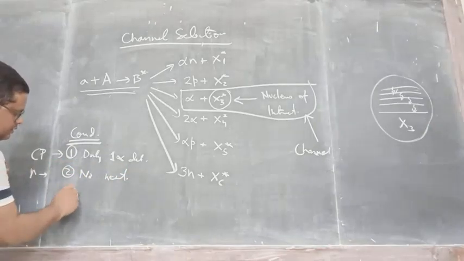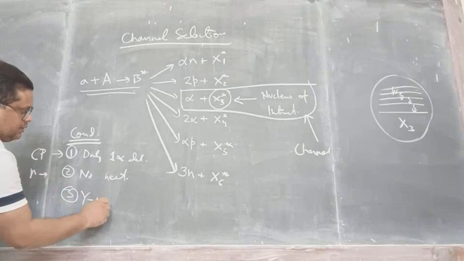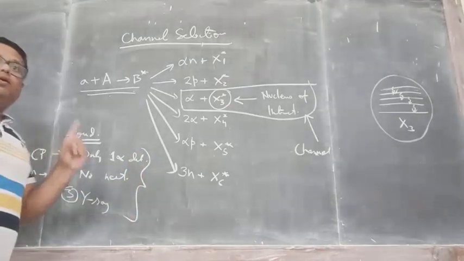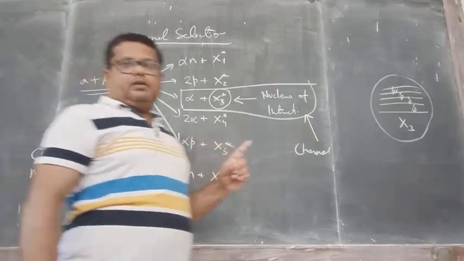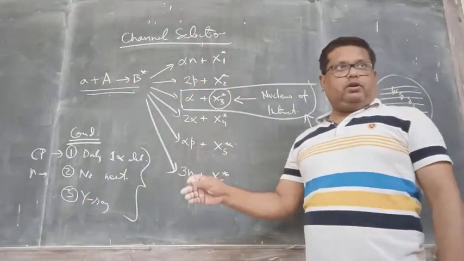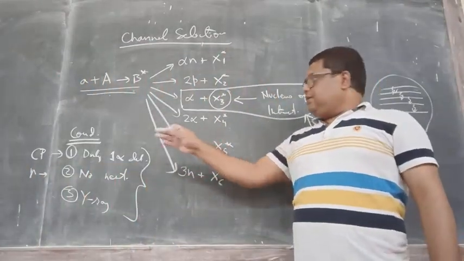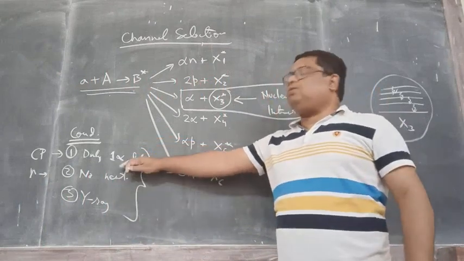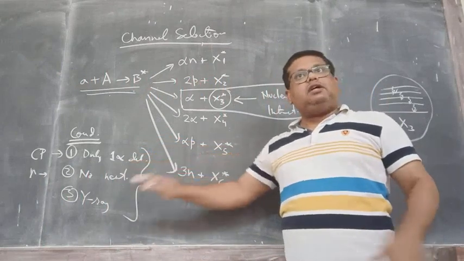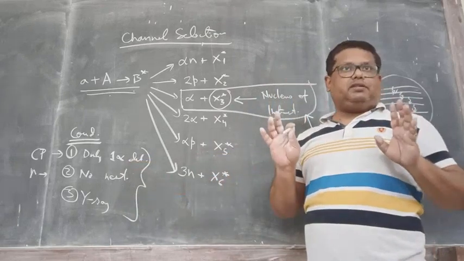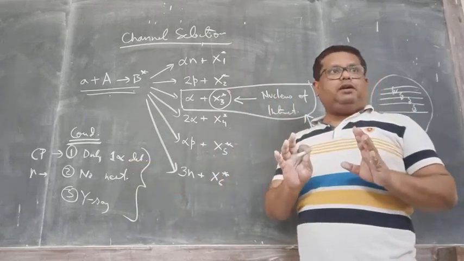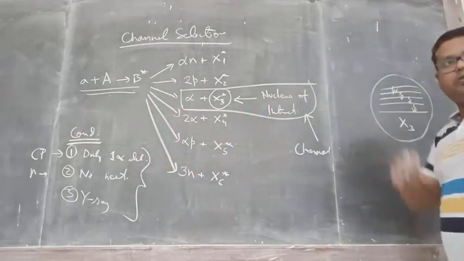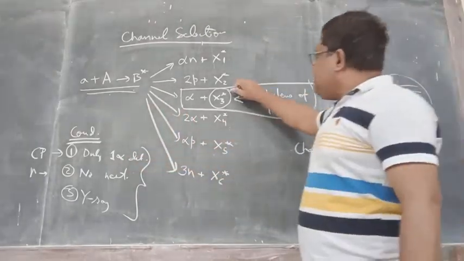And then gamma rays. So this will be my condition. I will be detecting only one alpha, no neutrons, and the gamma rays associated with these two conditions. Just show me those gamma rays. This is the condition I will put for selecting this particular channel.